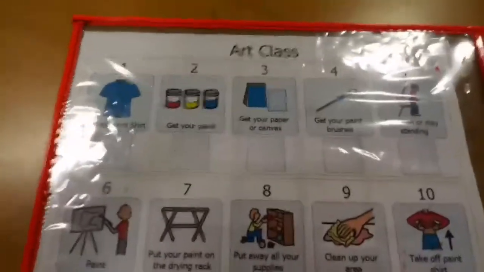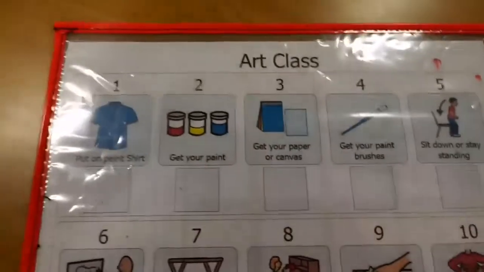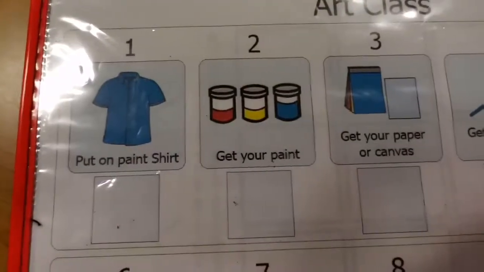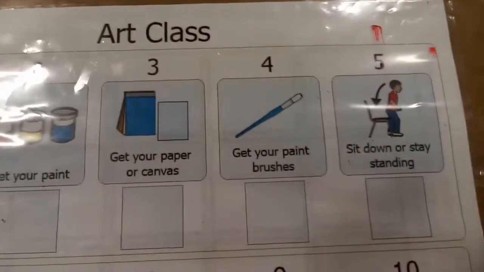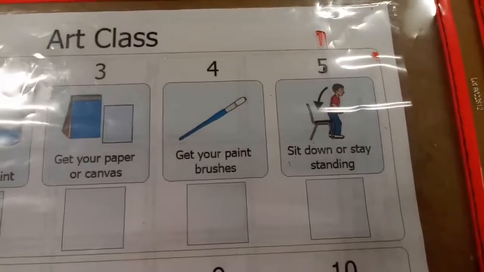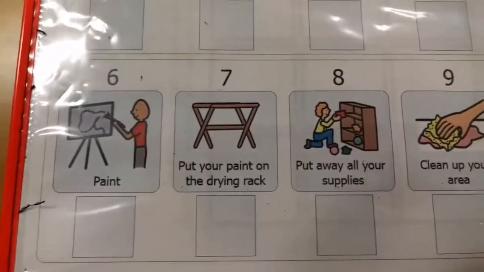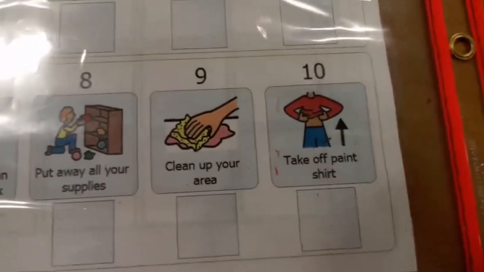On the back of this one is something similar, but it is the micro schedule. This one is for art class, and I have set this one up similar to the first one that I just showed you. So in art class, number 1, put on paint shirt. 2, get your paint. 3, get your paper or canvas. 4, get your paint brushes. 5, sit down or stay standing. 6, paint. 7, put on the drying rack. 8, put away all your materials. 9, clean up your area. And 10, take off your paint shirt.